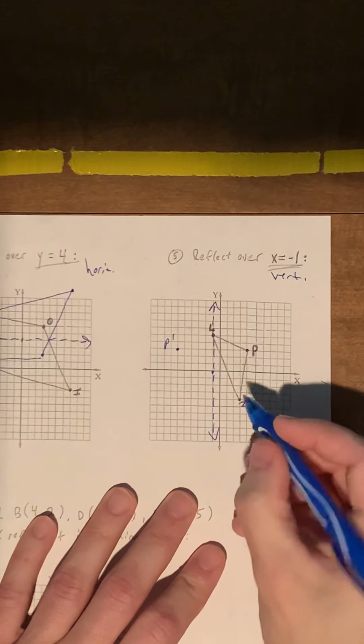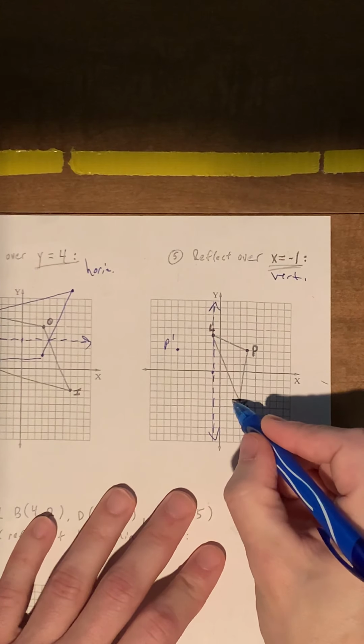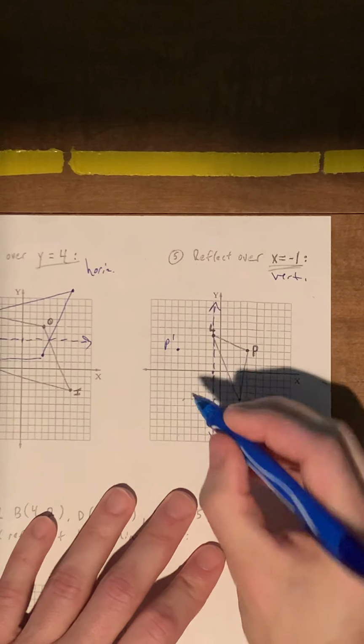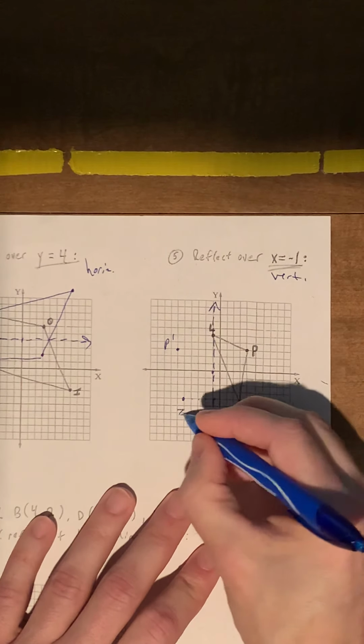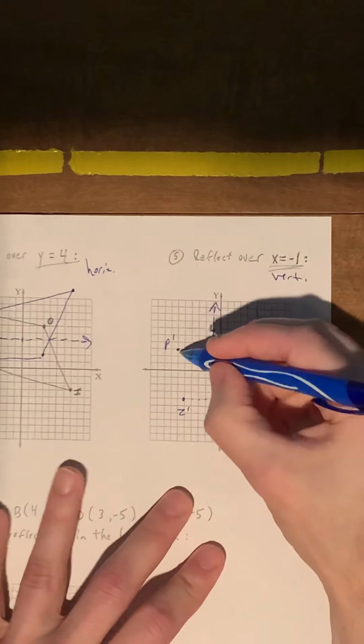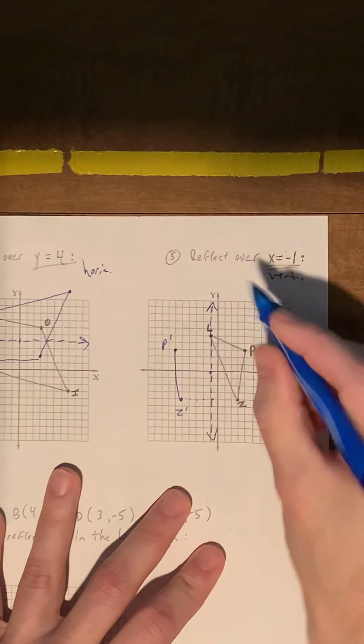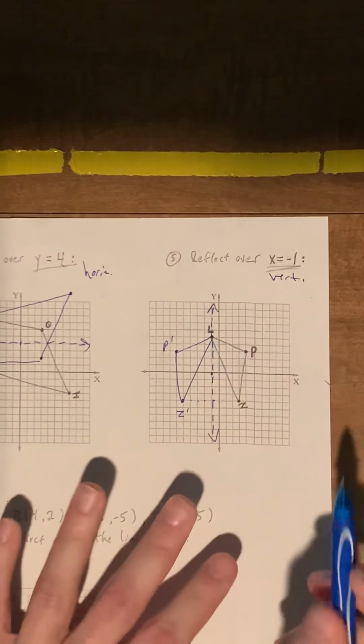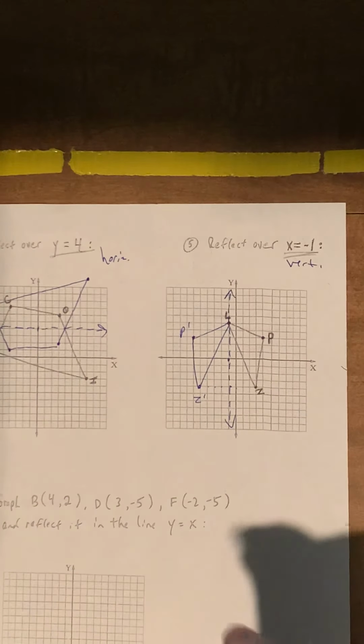And then Z to the line. 1, 2, 3, 4 from the line. 1, 2, 3, 4. And then connect your 3 points, your 3 vertices. And there you go. All right, number 6.